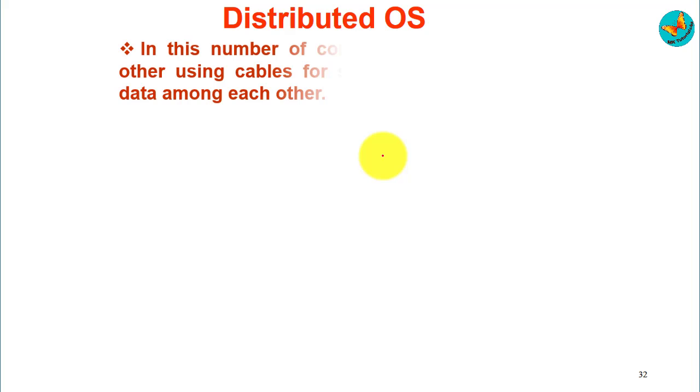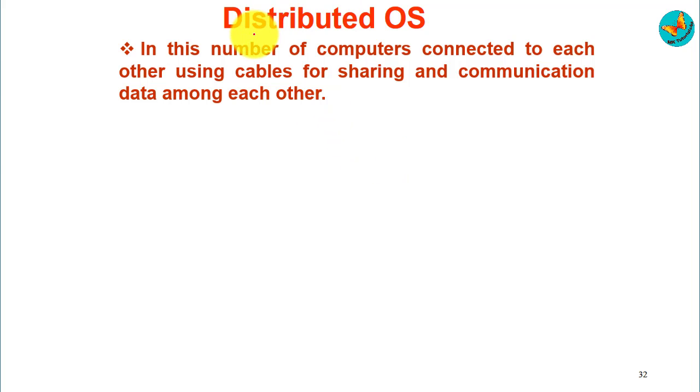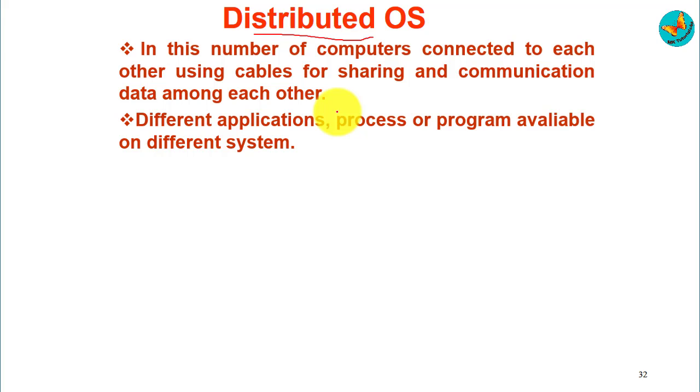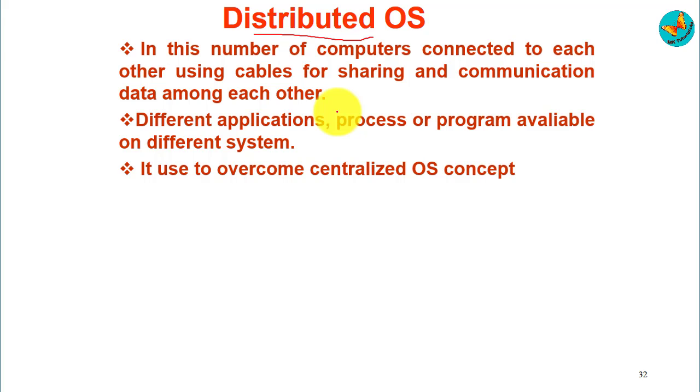Moving ahead, the next operating system is the distributed operating system. As the word is distributed, what is happening here is that a number of computers are connected to each other using cables for sharing and communication among each other. Means over a wide area, these computers may be distributed. Different applications, processes or programs are available on different systems, and this concept was introduced to overcome the centralized operating system concept.